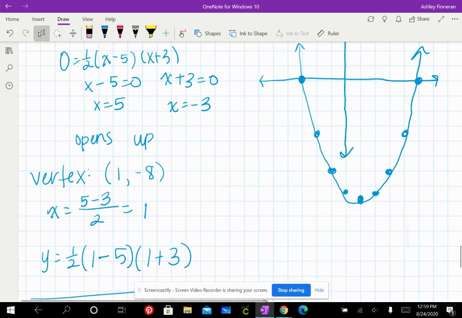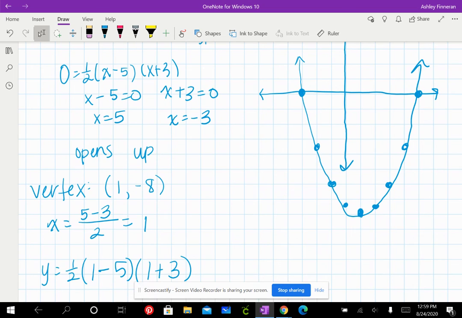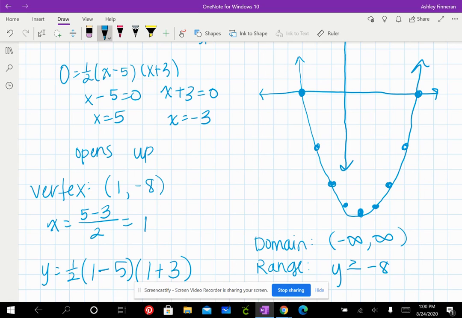My domain, I like to see my graph when I write the domain. Again, my x values are all real numbers, or negative infinity to infinity in interval notation. And my range, if I do inequality notation, would be y is greater than or equal to negative 8.